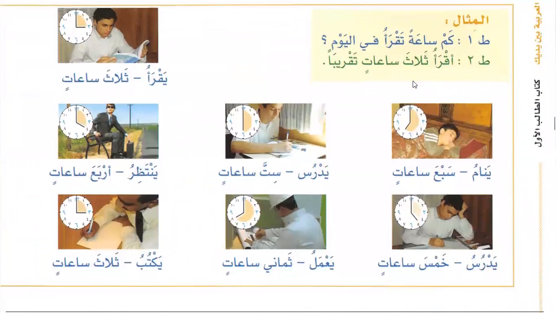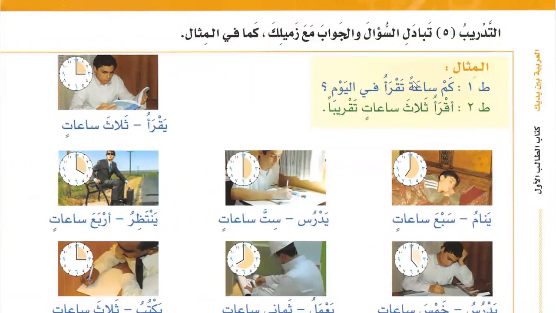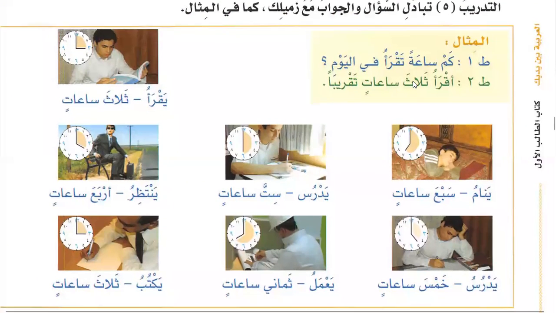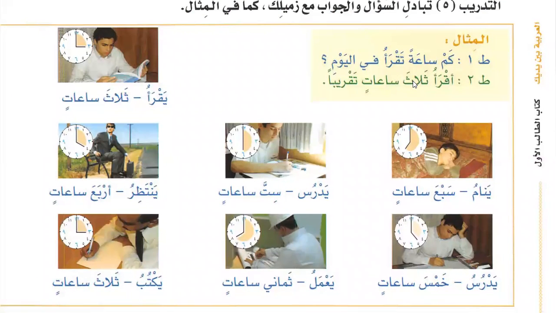At-tadribul khamis: tabadalis-su'ala wal-jawaba ma'a zamilika. The example: at-talibul awwal: kam sa'atan taqra'u fil yawm? How many hours do you study in a day? Akra'u thalatha sa'atin taqriban. I study three hours approximately. Taqra'u, you read, for male only. Aqra'u, I read. After the word kam, the next word should be singular mansub. So that's why sa'atan is singular mansub.